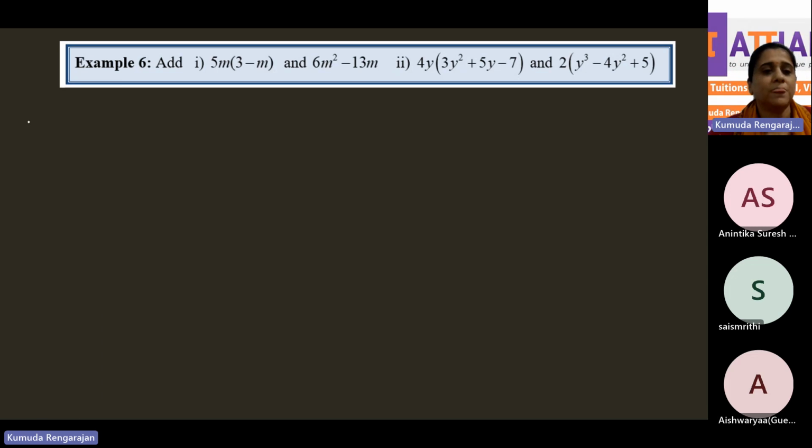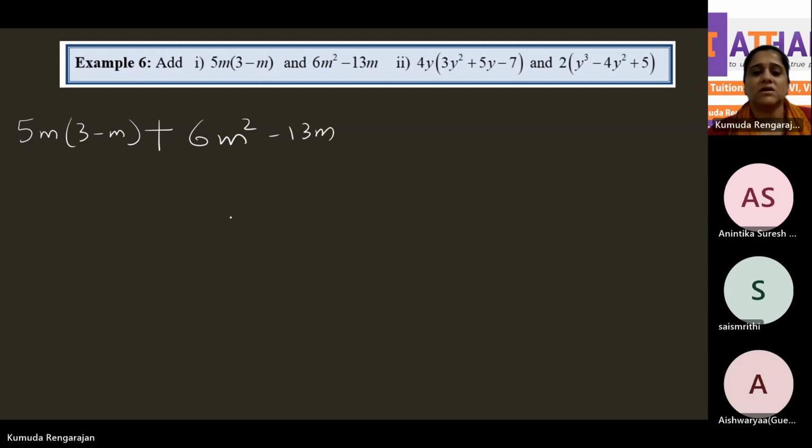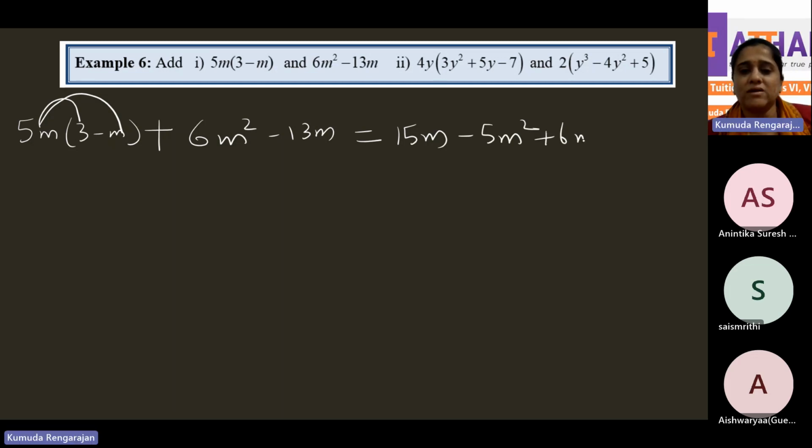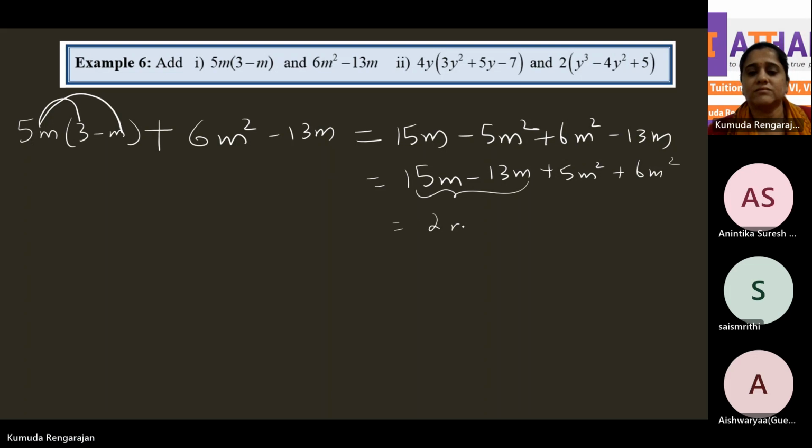What is that horizontal method? 5m into 3 minus m plus, why plus? Because we add, plus 6m square minus 13m. This is the question. Now this is equal to 15m minus 5m square plus 6m square minus 13m. Now, if you want to rearrange, you can write it like this, minus 13m. This will be too much, but I'm just saying if you want to rearrange, multiplication is over, now you're adding. So like terms.